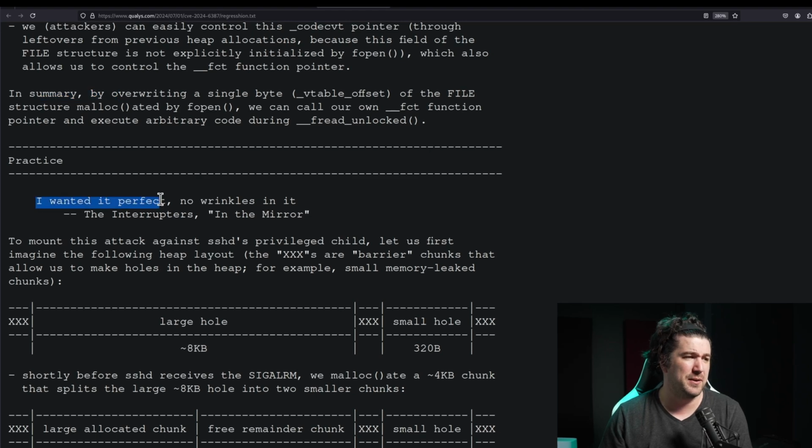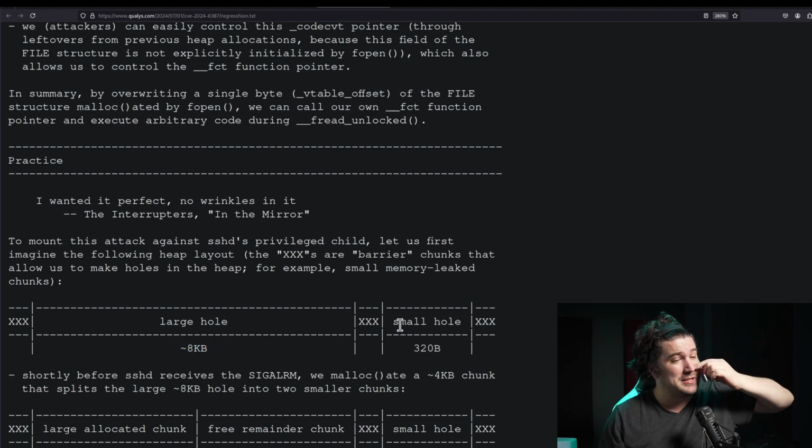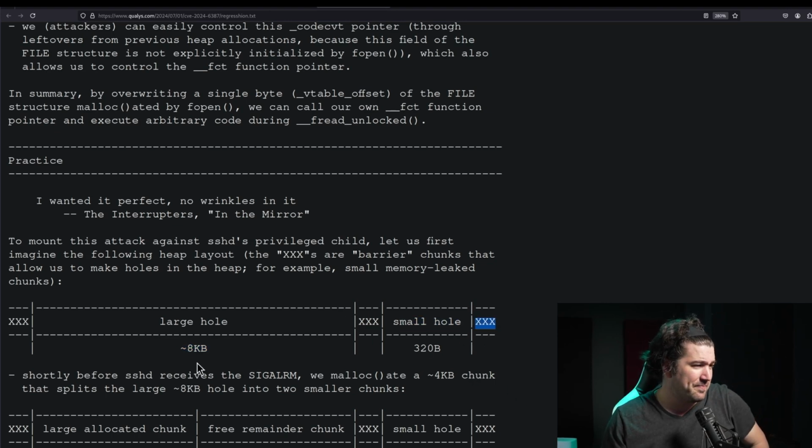To mount this attack against SSHD's privileged child, let us first imagine the following heap layout. The X's are barriers, chunks that allow us to make holes in the heap, for example, small memory leak chunks. XXX, large hole, roughly 8 kilobytes. XXX, small hole, another triple X.